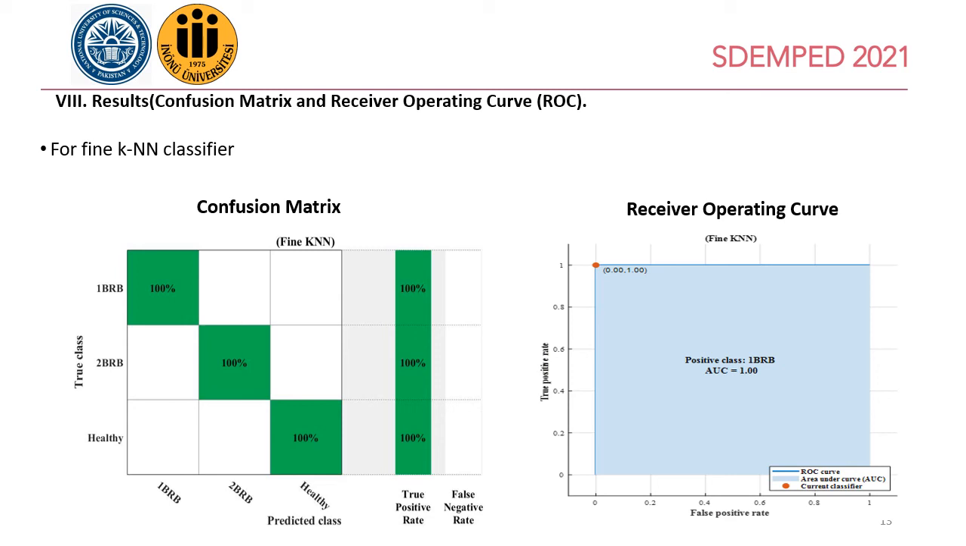A confusion matrix is represented graphically in the form of the receiver operating curve. It summarizes the classifier's total success over possible thresholds, where the area under the curve indicates how well the classification has performed. The figure on the right side shows the receiver operating curve for the fine KNN performance.